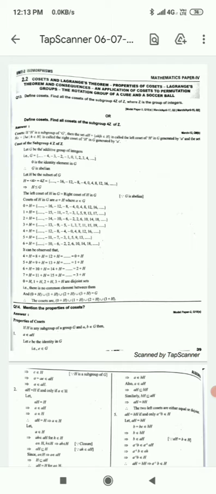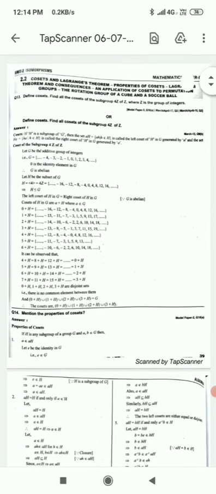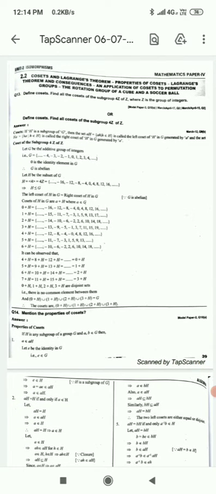Now cosets of the subgroup 4Z of Z. Let G be the additive group of integers. Now G equal to {..., -4, -3, -2, -1, 0, 1, 2, 3, ...}, that is integers, meaning 0, plus or minus 1, plus or minus 2, plus or minus 3, and so on. In that group 0 is the identity element, and since it is the additive group, it is abelian.